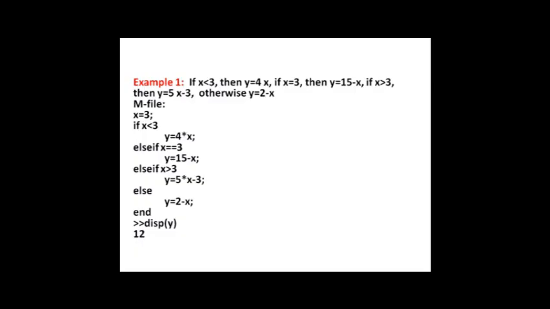y equals 4x. Then we have first else if or x equal to 3 equality, which incorporates y equals 15 minus x. Then next else if takes care of x greater than 3, and for that the executable statement is y equals 5x minus 3, whose code you see on the screen. And after that you have the else, which should consider y equals 2 minus x, and that is terminated by end. Save the file, run the file.